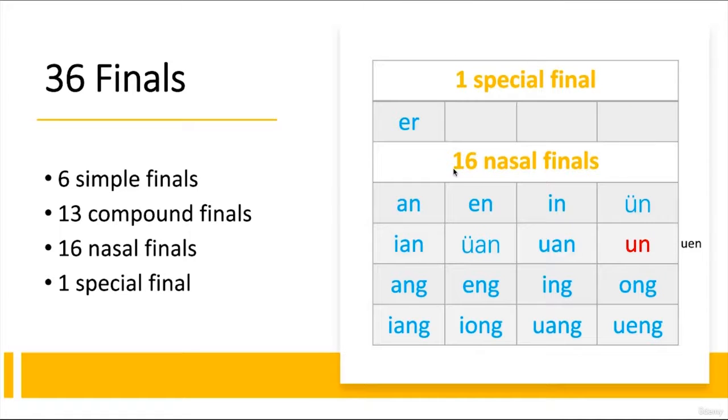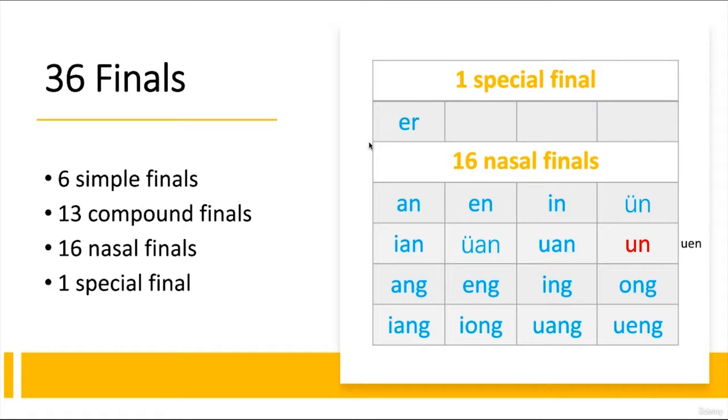The third group is nasal finals. There are 16 of them. They are An, En, Yin, Yun, Yan, Yuan, Wan, Wen, Ang, Eng, Yang, Ong, Yang, Yong, Wang, Weng. And the last group is the special final. There's only one of it.